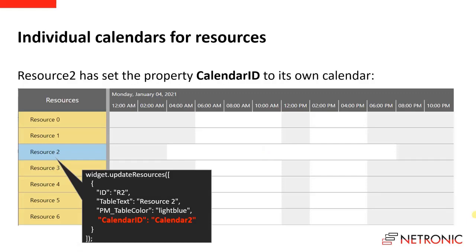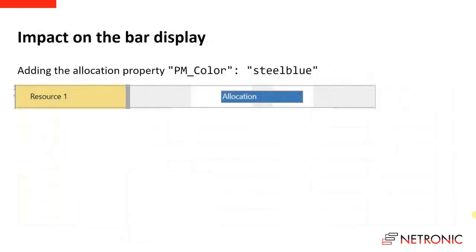Till now, we have seen how calendars are displayed in the background of a Gantt chart. But the calendars also have impact on the bar display. Here in this case, we see an allocation bar, and this allocation bar starts in a working time, it crosses a non-working period, and it ends in the next working time. And we can choose the allocation property PM color and set it to steel blue, and as a result the entire bar is colored in this steel blue color.